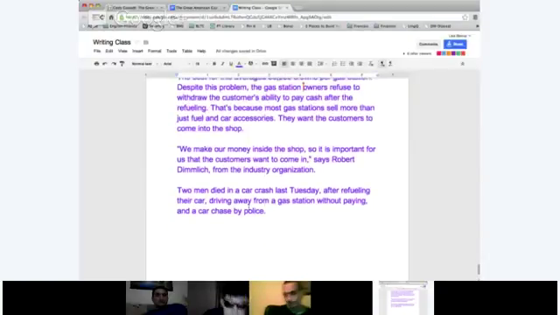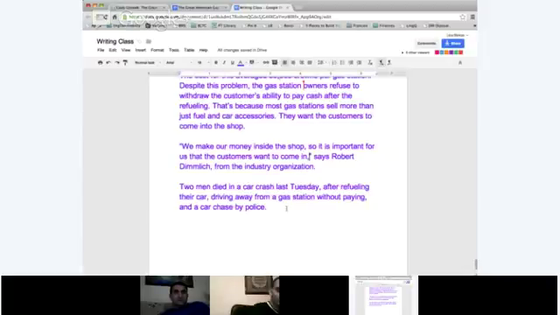Two men died in a car crash last Tuesday after refueling their car and driving away from a gas station without paying. Well, how did they die? They crashed while they were being chased? Well, I haven't read the whole story, but it was very dramatic.